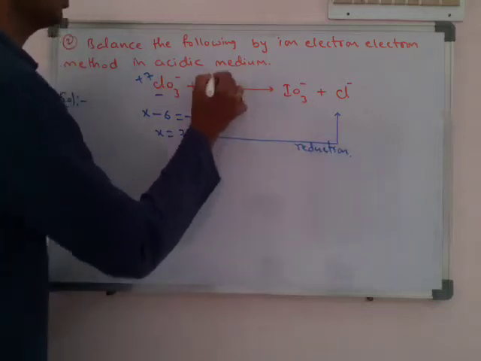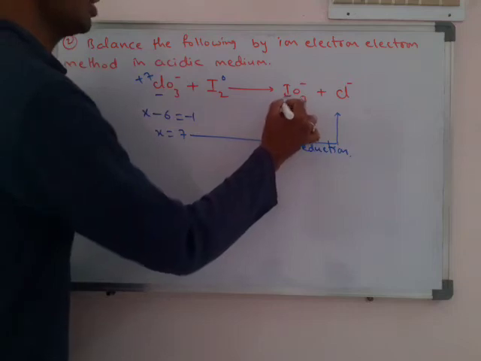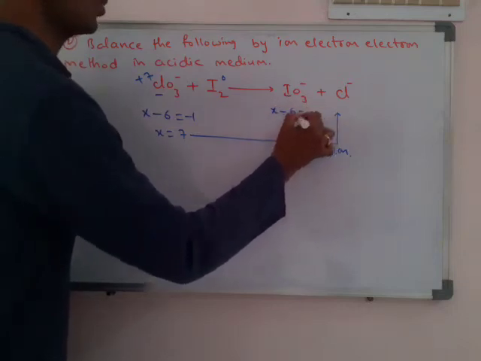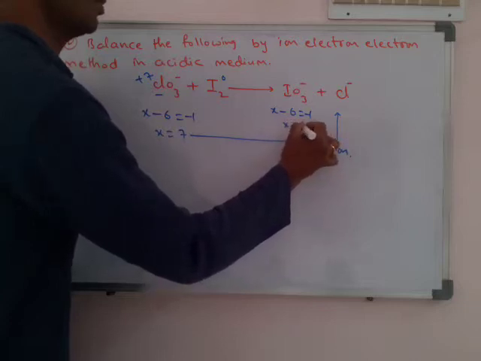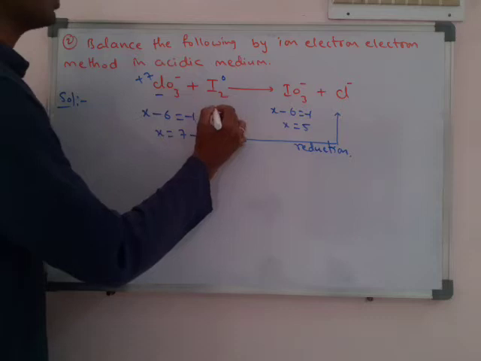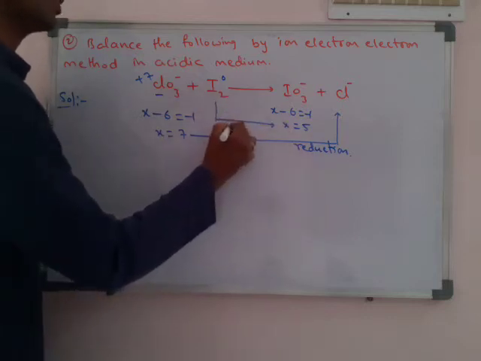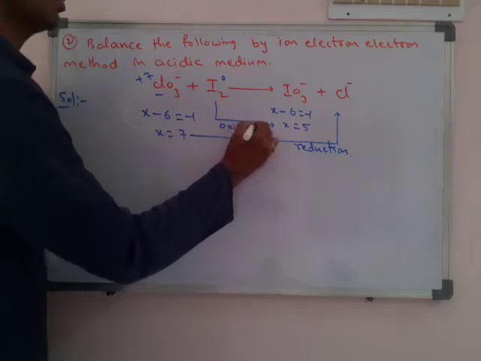Here I2 is 0, a single atom, single element, a free element. Here, what is the oxidation state of iodine? X plus 6 times minus 1 equals minus 1, which means X equals 5. So I2 goes from 0 to plus 5, an increase, so it is oxidation.